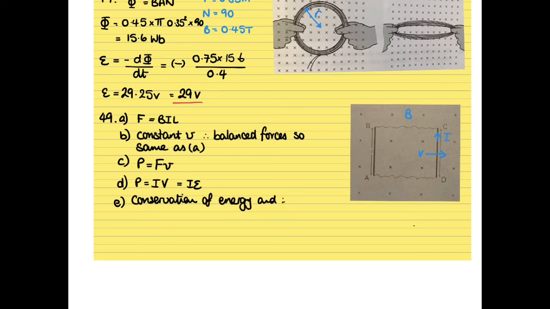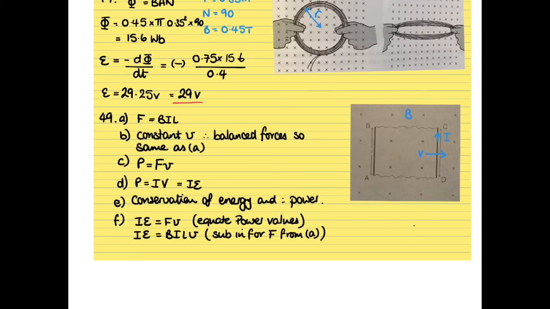We know that power is force times velocity. We also know that power is current times EMF, or current times voltage. We know conservation of energy, and that equals conservation of power, in other words, the energy per second. We equate the two equations, and then we cancel out I, sub in the force part, and we end up with your EMF induced is BLV.